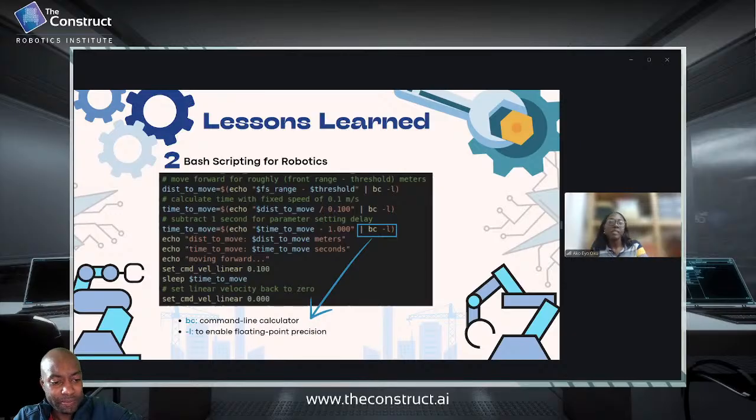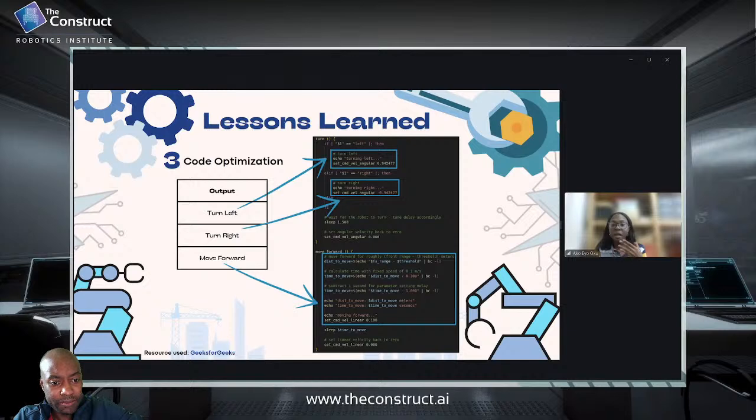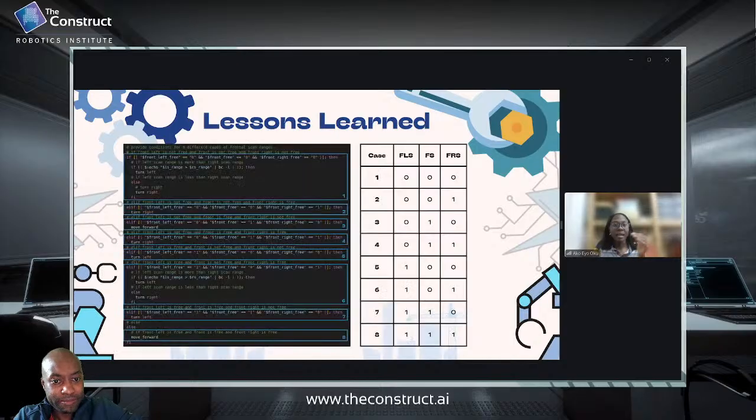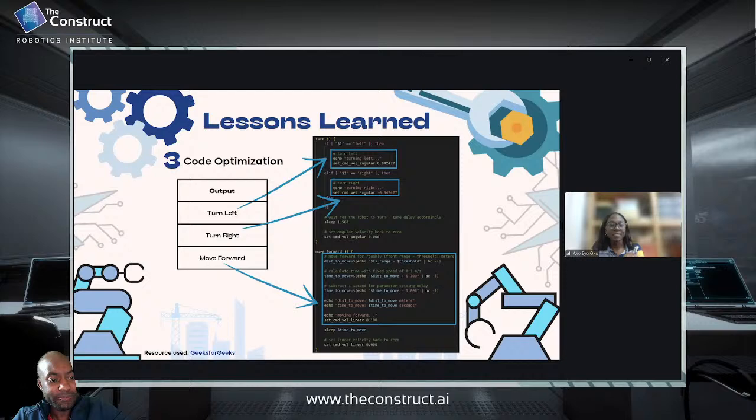And then the last one is I was a computer science graduate, so the fact that I had to repeat a lot of code was annoying me. So I decided to put the various outputs into functions, like the turn left, turn right, and then move forward. So when I'm writing the actual code, then for each case, I just call the function, and it's a lot less code. And then the resource I used was Geeks for Geeks because I didn't know how to do that in Bash.